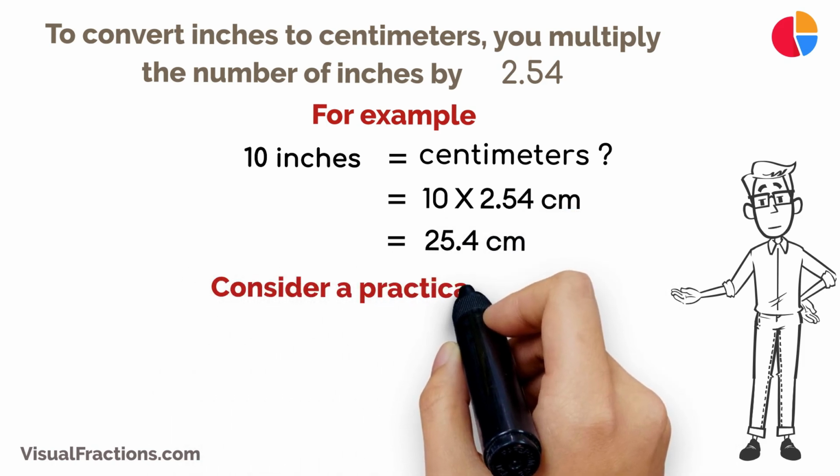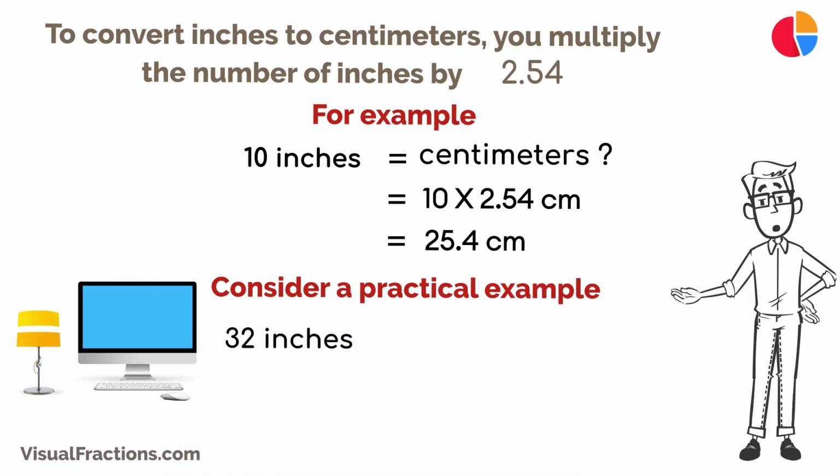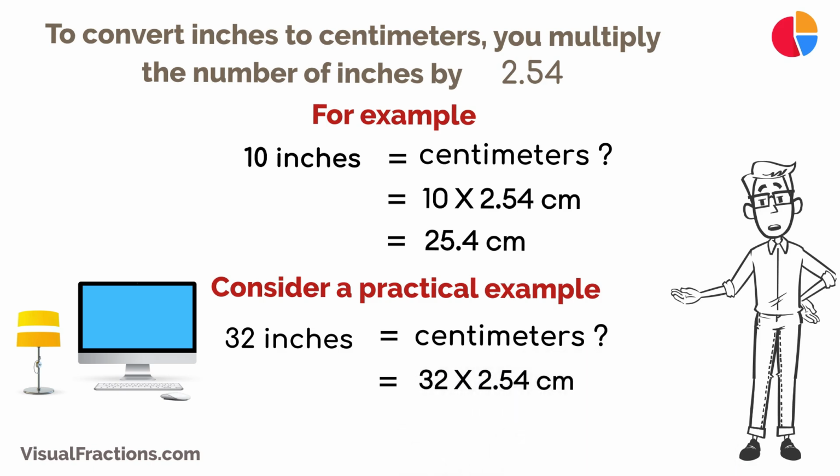Consider a practical example. If you're looking to purchase a new monitor and the screen size is listed as 32 inches, to understand this size in centimeters, simply multiply 32 by 2.54. This gives you 81.28 centimeters.